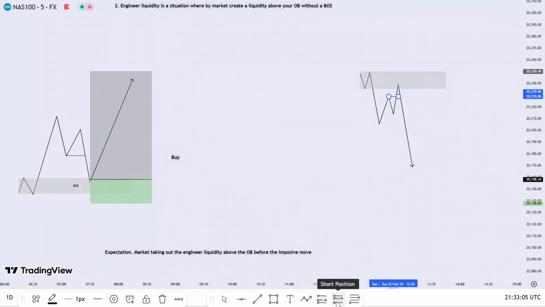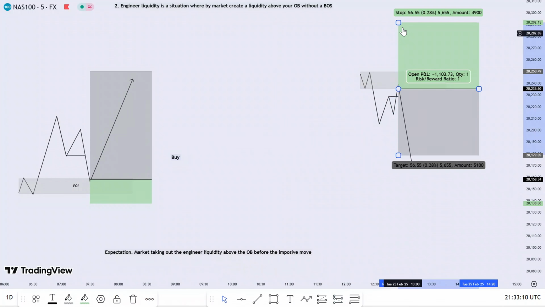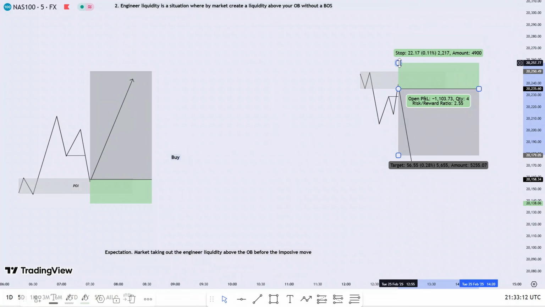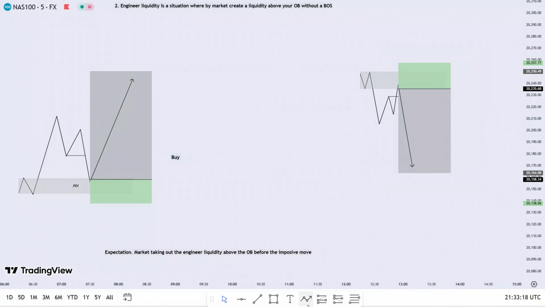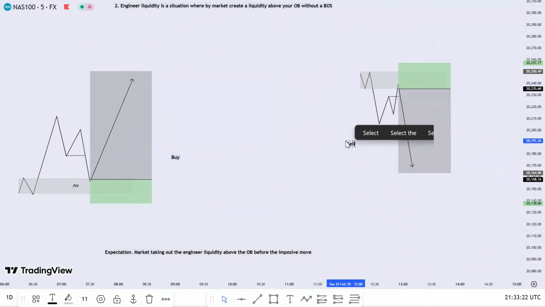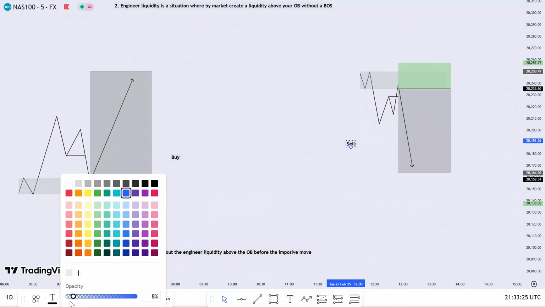This is a scenario of you actually selling the market. This is a sell scenario. Then you target your recent low for the case of you selling. This is sell market.